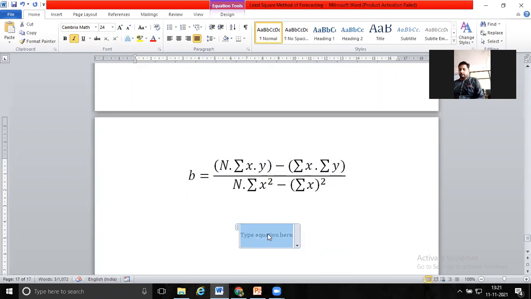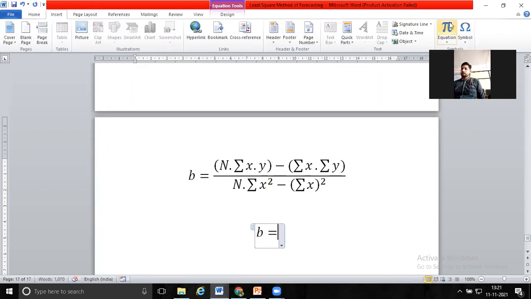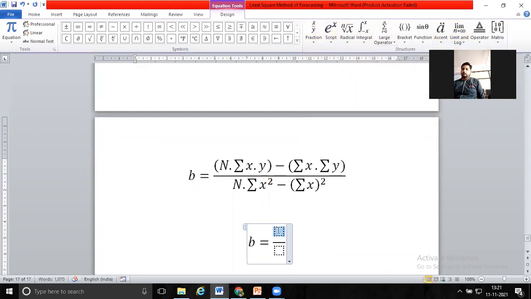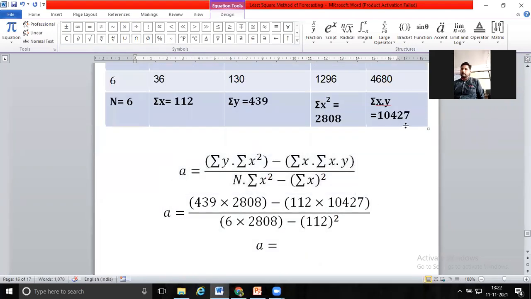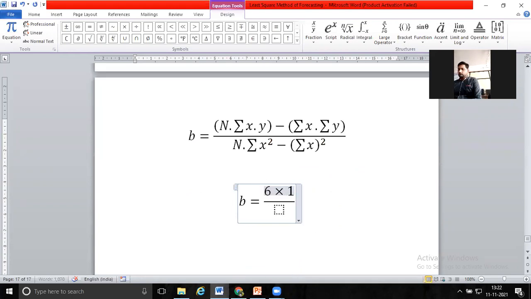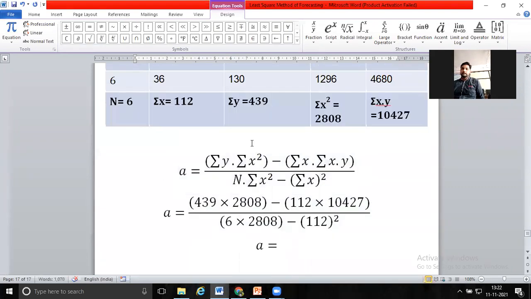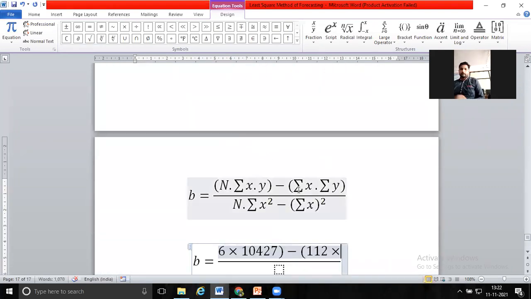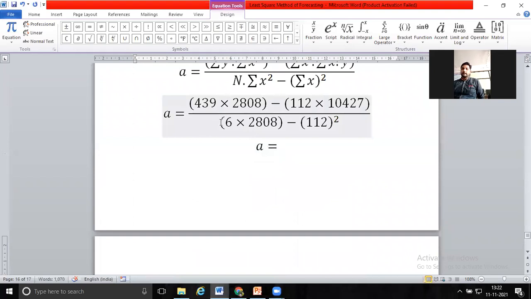B is equal to n is equal to 6 multiply by summation of x multiplied by y is 10427, bracket complete, minus summation of x is I think 112 multiply by summation of y is 439, bracket complete, and the denominator is same as like A.